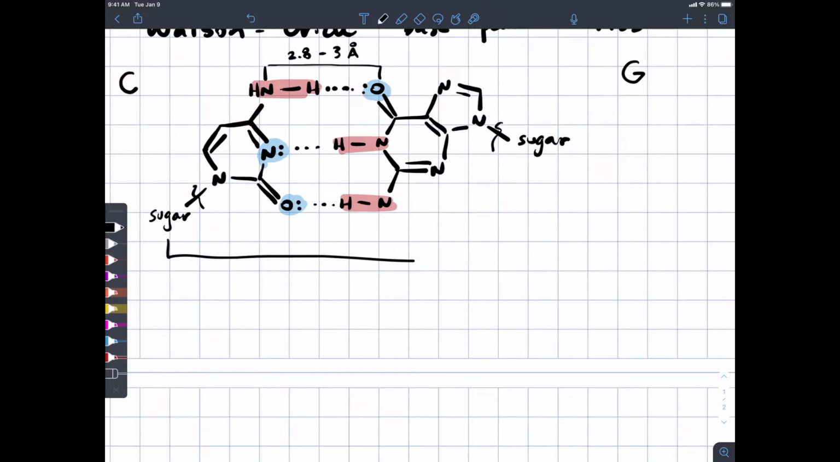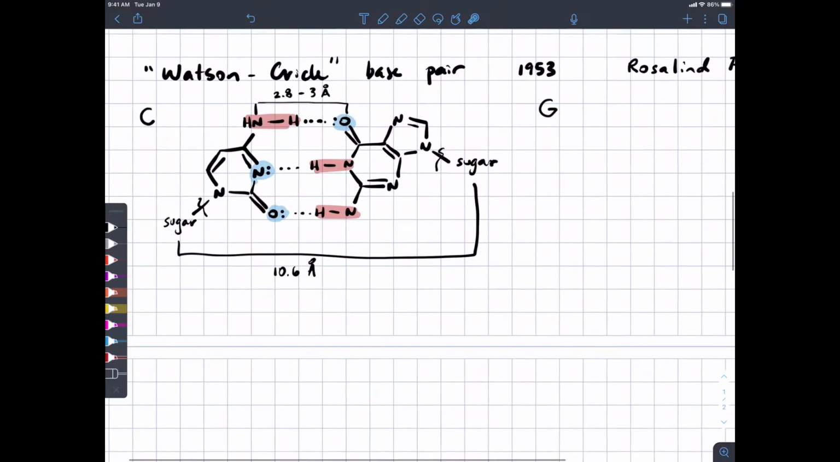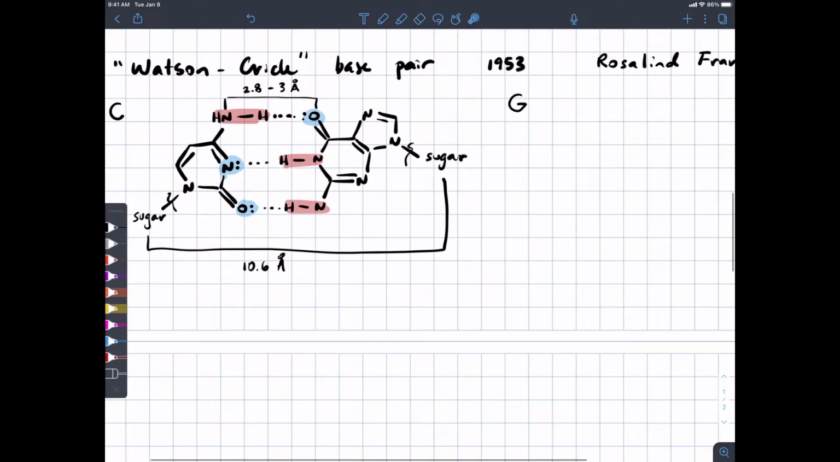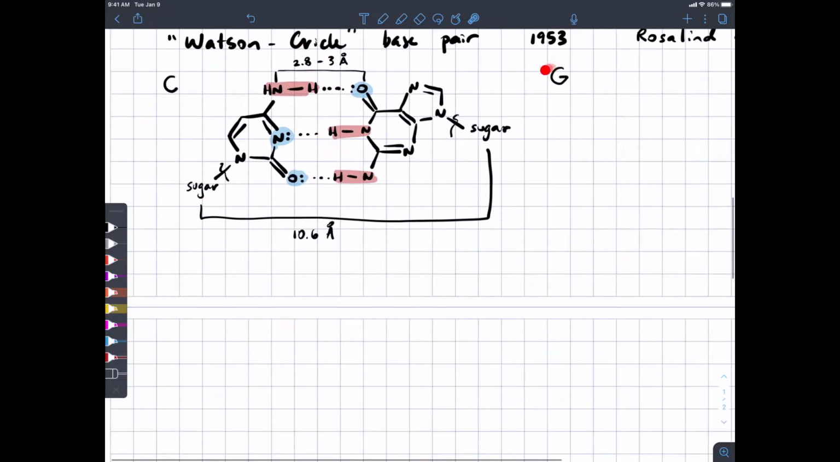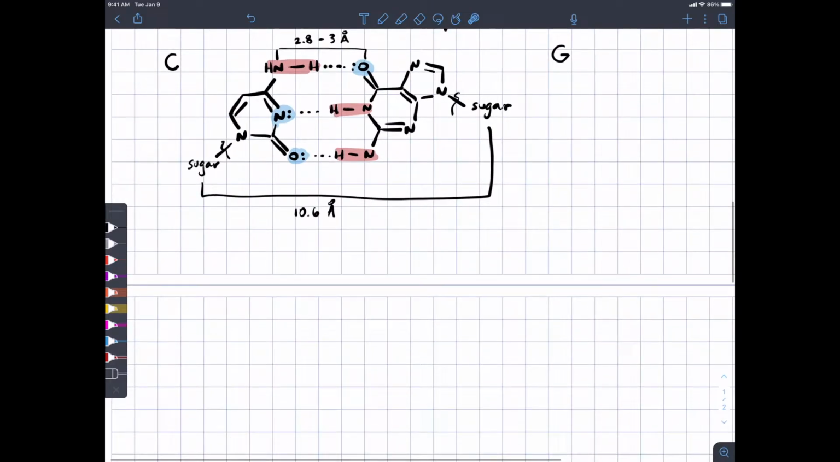The other interesting thing is that the distance between the sugar portion of the duplex is around 10.6 angstroms. And that's the kind of information that you can get from the crystal structure. That's going to be important in just a second. But this is what the base pair looks like. And we could draw a similar one with G on this side and C on that side. Okay? Questions you want to ask? So we can draw an AT one as well. Oops.